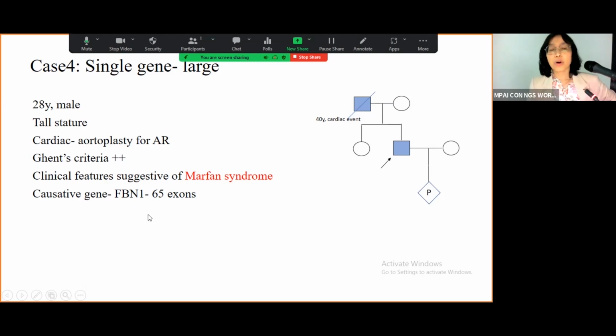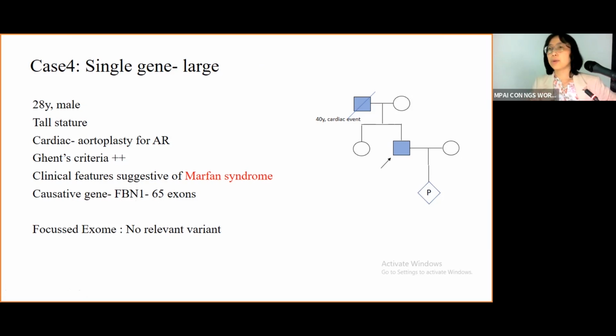But Marfan syndrome is caused by only one gene, the prevalent one, FBN1. It has 65 exons, so again, a large number of exons. Therefore, we did an exome sequencing. Exome sequencing may be done, or you can design a custom NGS panel which contains the FBN1 gene. Whatever your panel is, you have to have the target gene. We did not have a panel which had FBN1, so we went for the focused exome. And the exome done in the commercial lab did not identify any variation in the FBN1 gene.